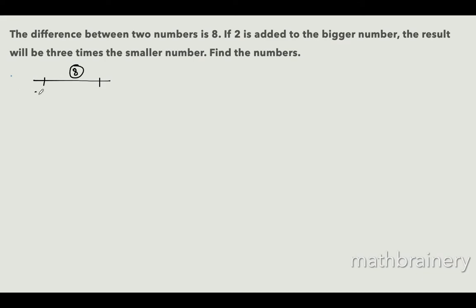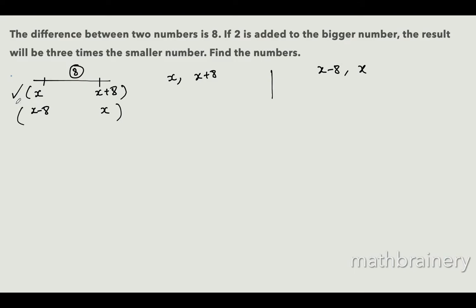Now if I tell you x is the smaller number, then what should be the bigger number? The bigger number will be x plus 8. Or if I assume the bigger number as x, then the smaller number will be x minus 8. So when we are given such statements that the difference between two numbers is 8, you can either assume the two numbers as x and x plus 8, or x minus 8 and x. You can solve the problem either way.